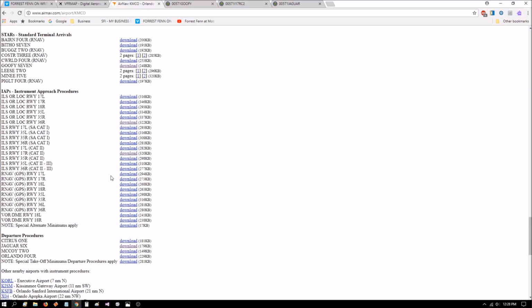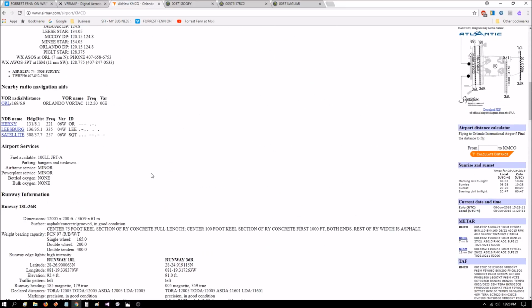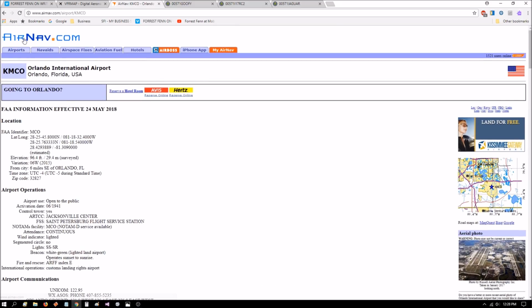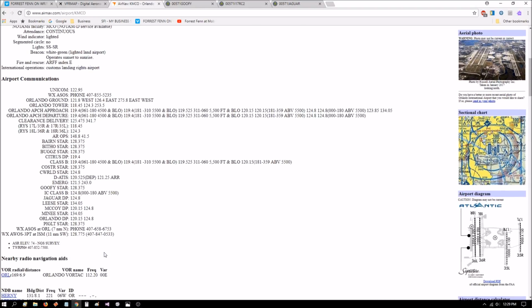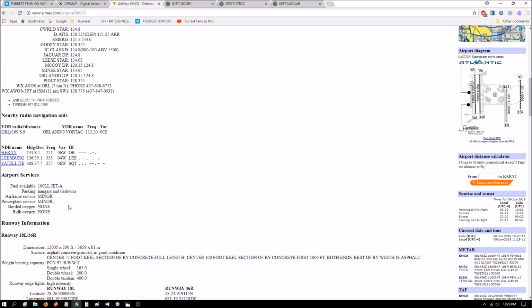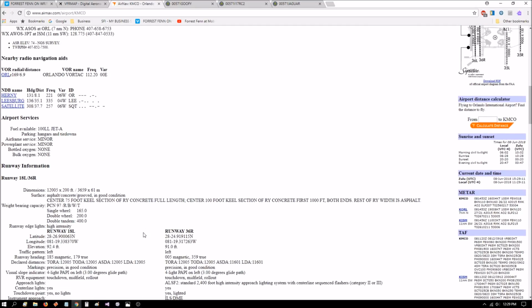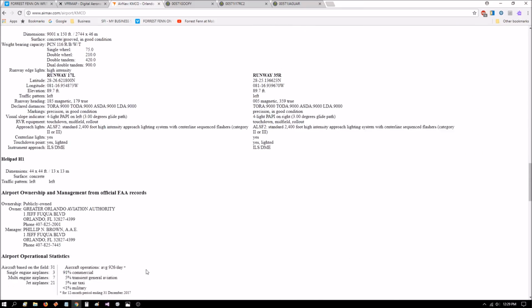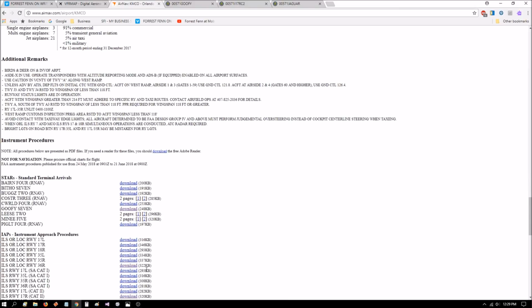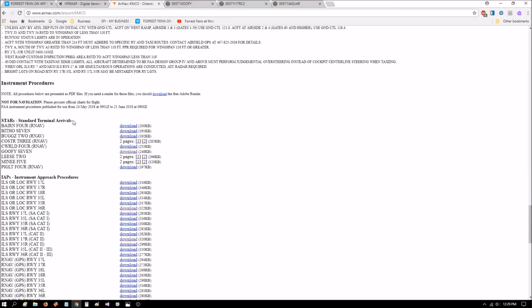Like here, I got Orlando. Okay, this is for Orlando Airport. I can get that from airnav.com. This stuff is always updated by the FAA, and so are the computers in the planes and the GPS. And we can see all the airport communication frequencies, any navigational aid frequencies, distances, information about obstructions and stuff like that. All the runways, the lengths of the runways, the elevations, and all the stuff that a pilot would need. Now, if we look down here, here's your STARs, standard terminal arrivals.